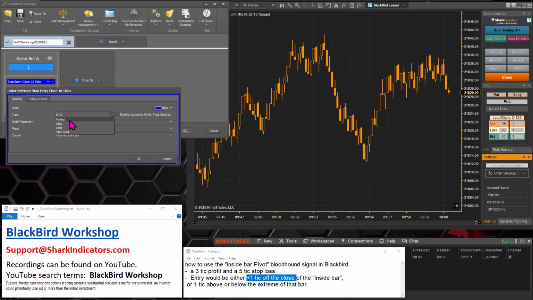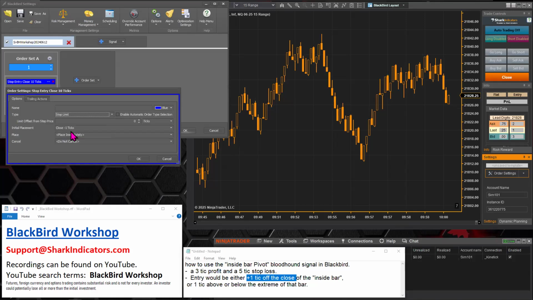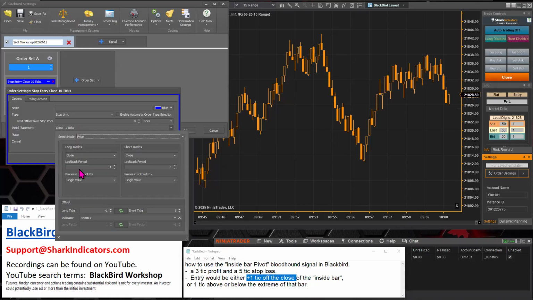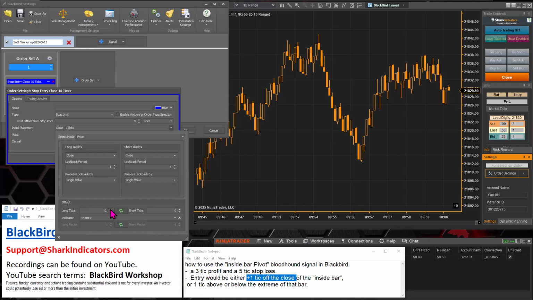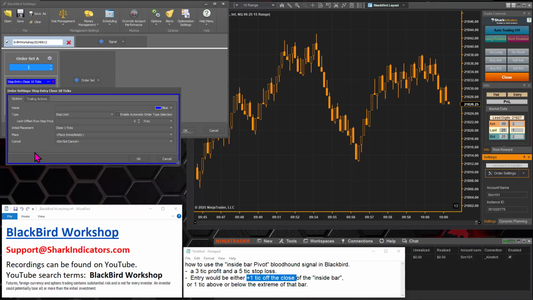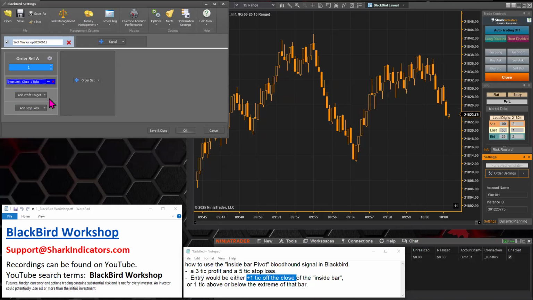But let me go put this back here to a stop entry and also put this 1 tick above the close for a long, and of course for a short trade it'd be 1 tick below the close. So there we go. All right, pretty simple. Setting up the entry order there. And let's see here. All right, next step is our profit target is going to be 3 ticks.